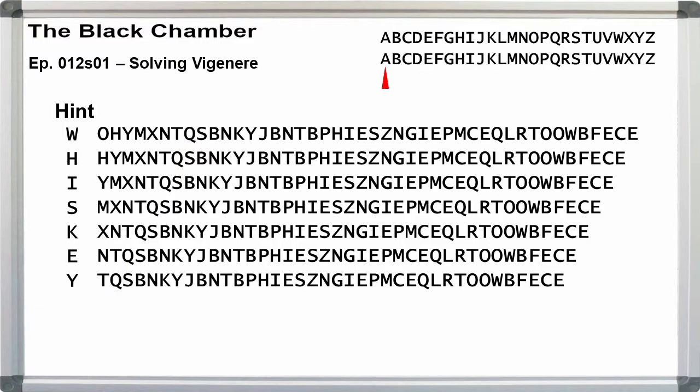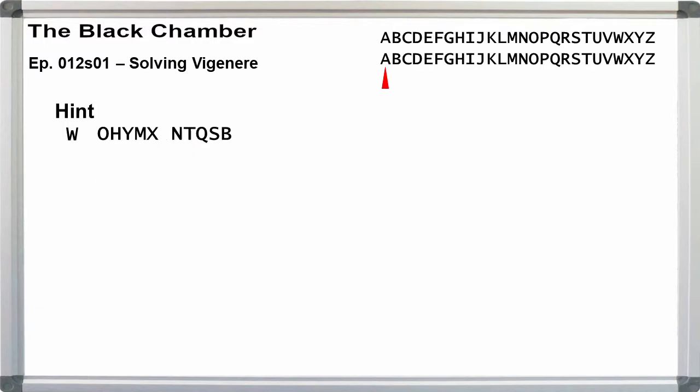For the first line, set the slide to A equal W. Look for O on the lower slide and write down S from the upper slide. H, write down L. Y, write down C. I'll continue for a total of 10 letters.